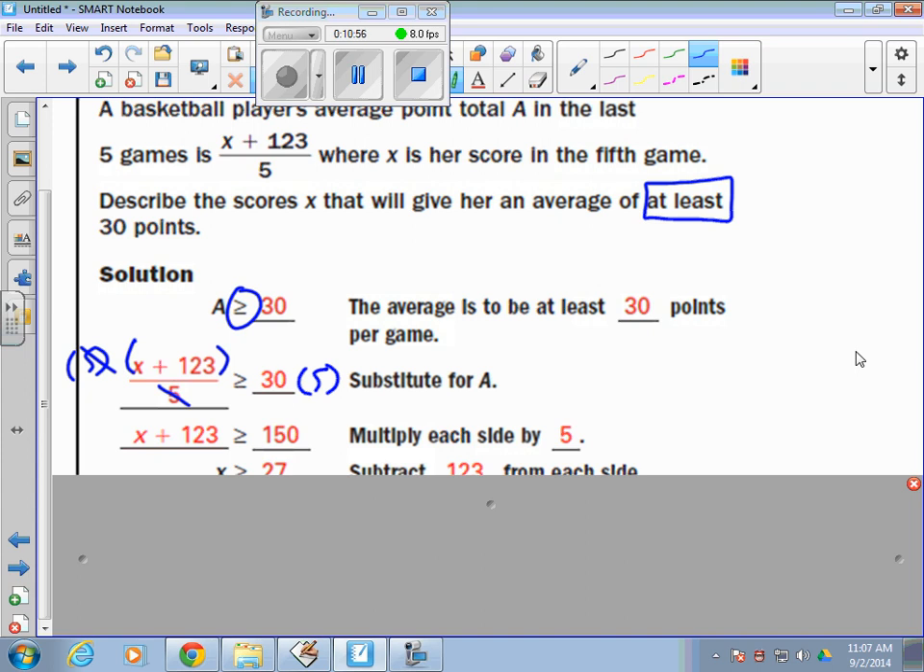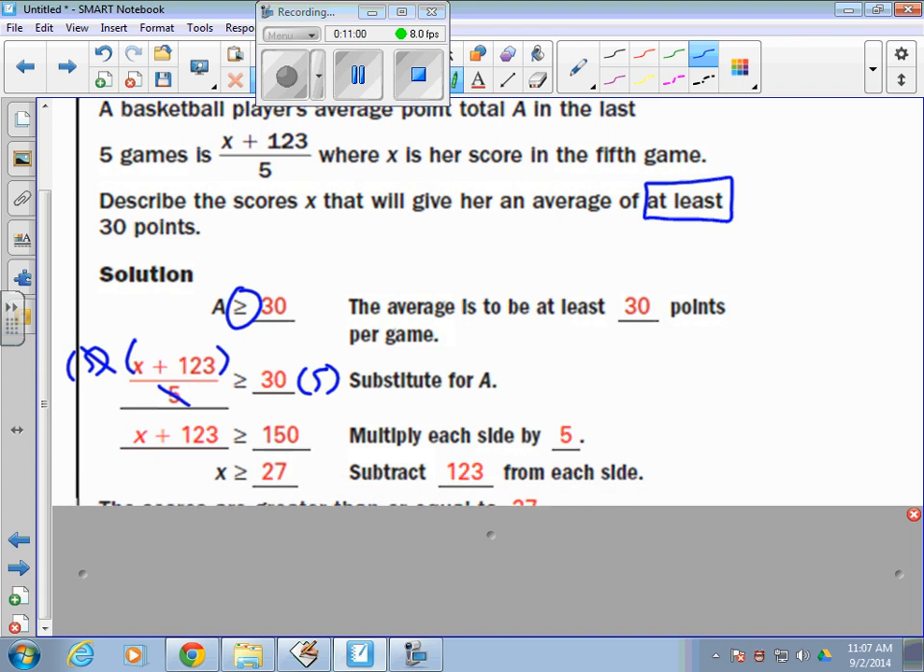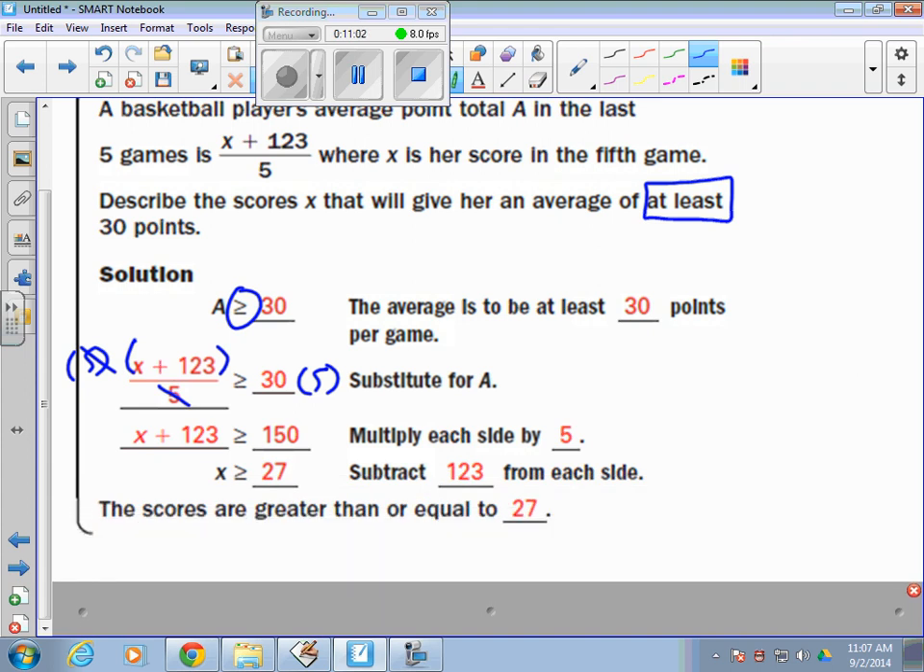Now you just undo plus 123 by subtracting it on both sides, and 150 minus 123 is 27. So notice we didn't do anything to reverse the symbol. Now we have X is greater than or equal to 27, which means that basketball player has to score 27 points or more in order to have a 30-point average.